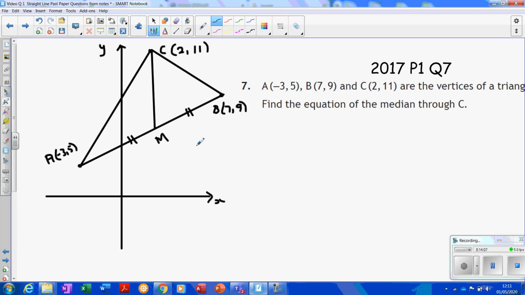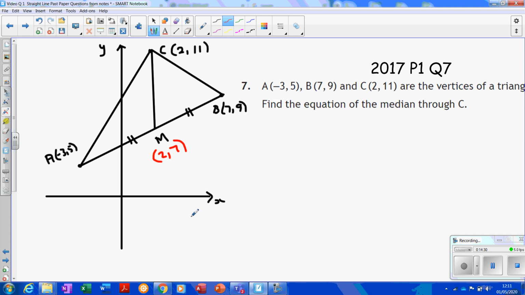The first thing I do is work out the midpoint of those 2 points there. So we've got minus 3 and 7, so add them together and divide by 2. Minus 3 plus 7 is 4, half of 4 is 2. And 7 plus 9 is 16, half of that is 8.